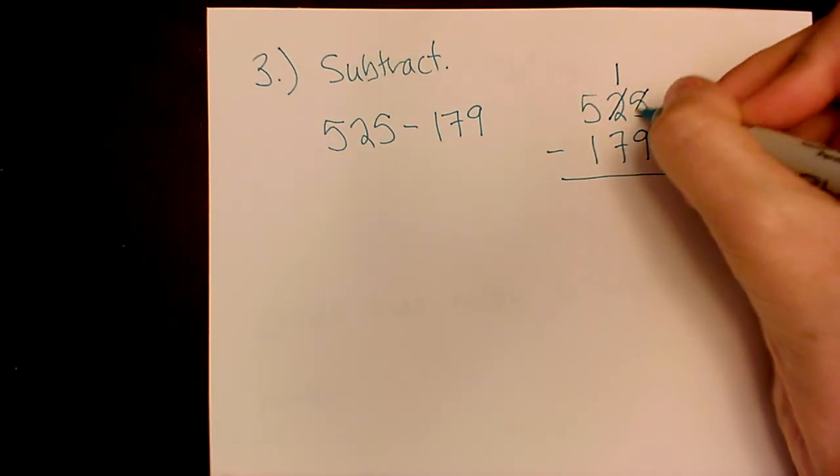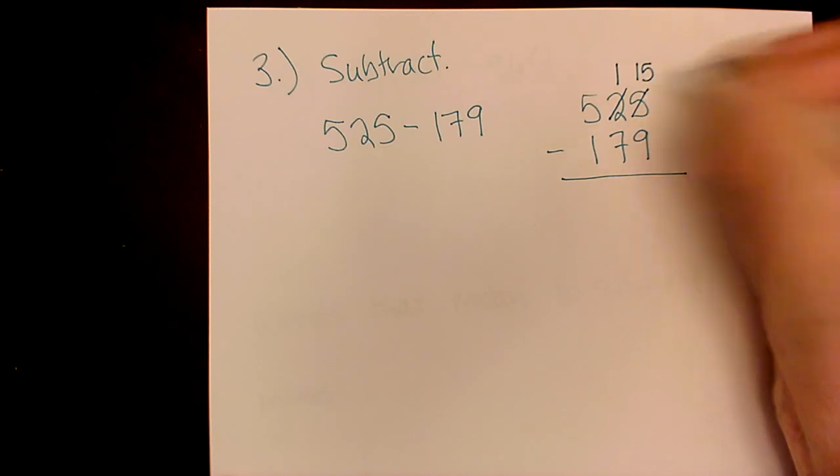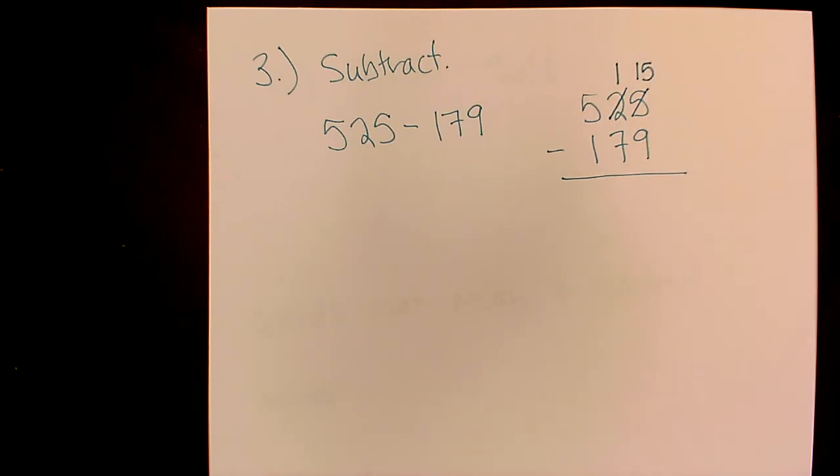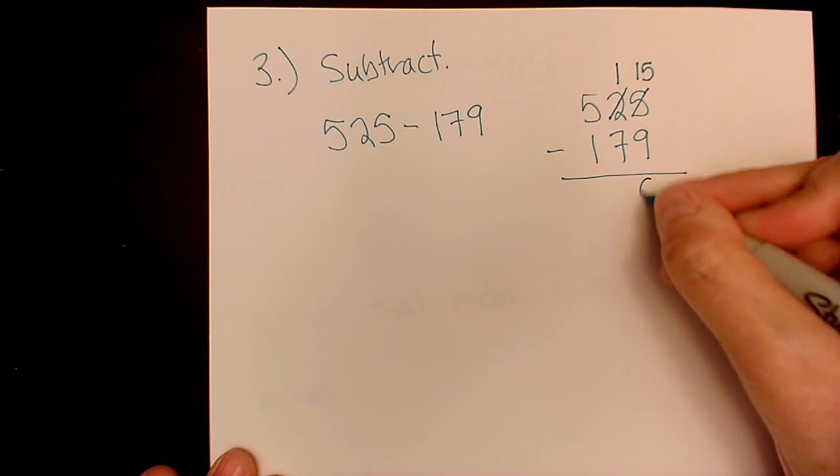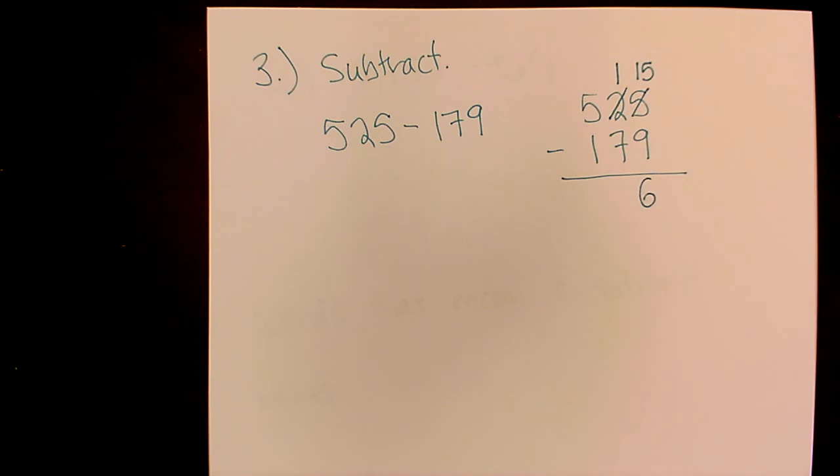This becomes a 1. I'm adding 10, that becomes a 15. So now I can take the 9 away from 15, so 15 minus 9 is just 6. Okay. Looking to the middle column, can I take 7 away from 1? I cannot.